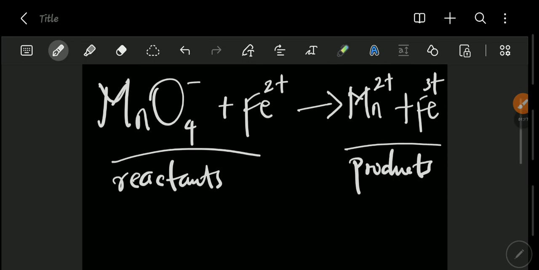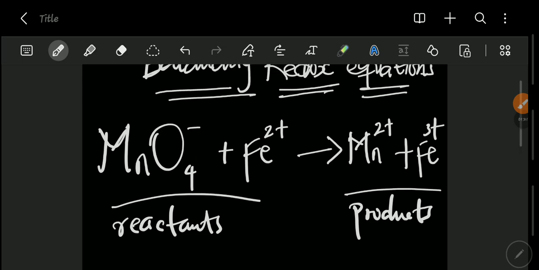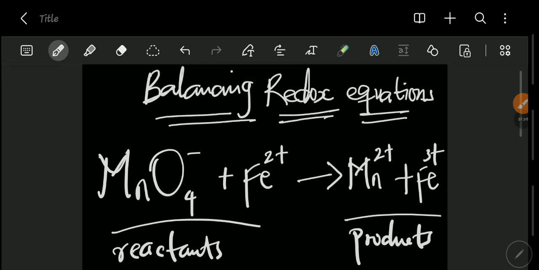Right? So in balancing the redox equation, the first thing we have to do is to observe what is being reduced and what is being oxidized, right? Because from the word redox, it means reduction and oxidation. When we say reduction, it means reducing. When we say oxidation, it means increasing. Are you getting what I'm saying? So we need to know what is reducing and what is increasing.